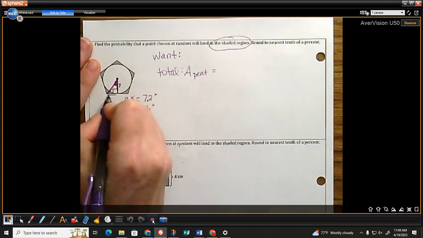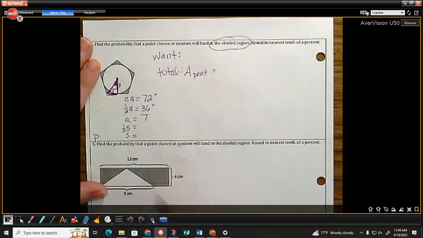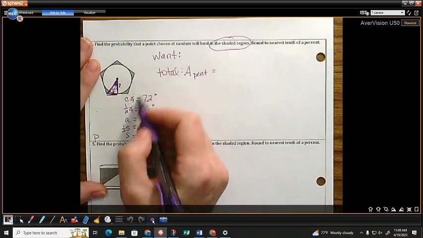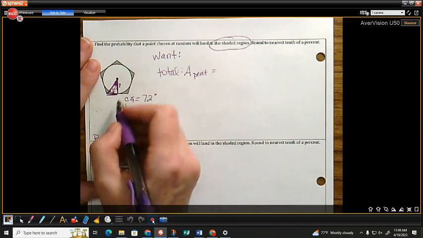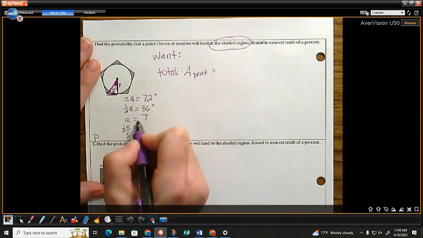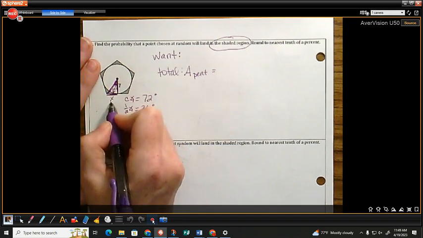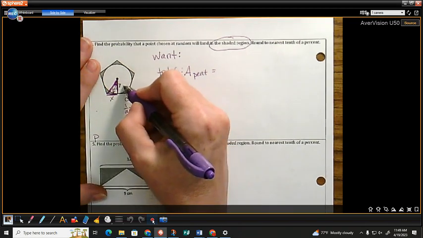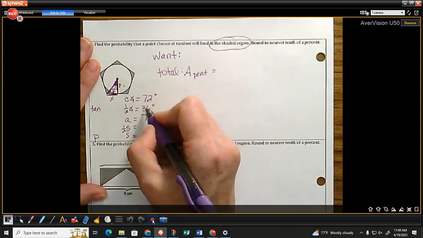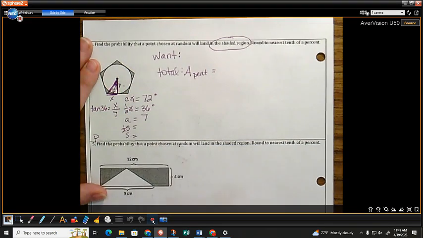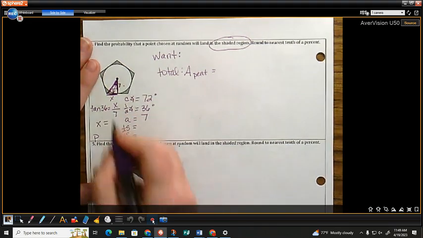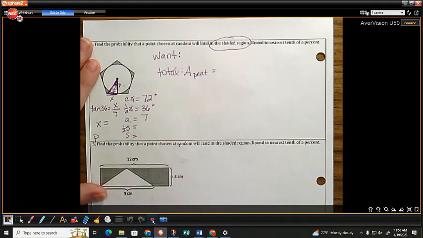So I need this little half side. Oh, I don't know it. You have to do trigonometry. Since I don't have a special right triangle here, I'm going to have to do trig. So something with that 36-degree angle. The side I want, this piece right here, is opposite the angle. The piece I have is adjacent, so it's tangent. Tangent of 36 degrees will equal my opposite over my adjacent, which is x over 7.